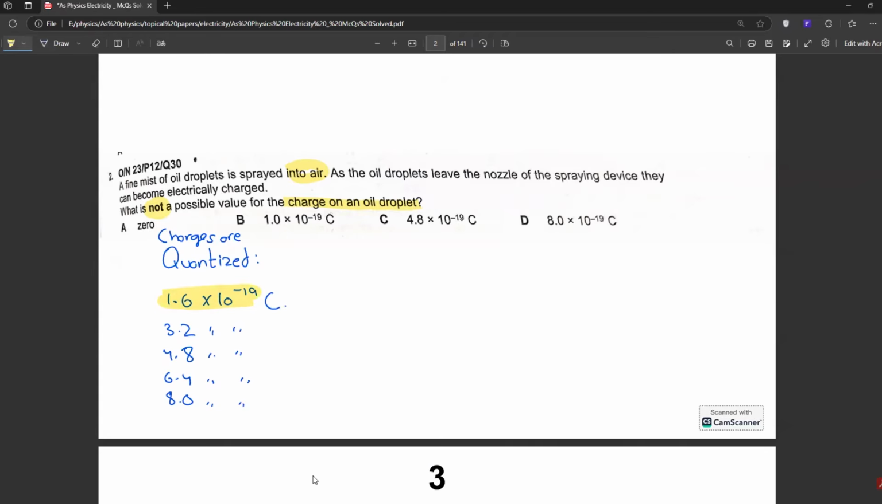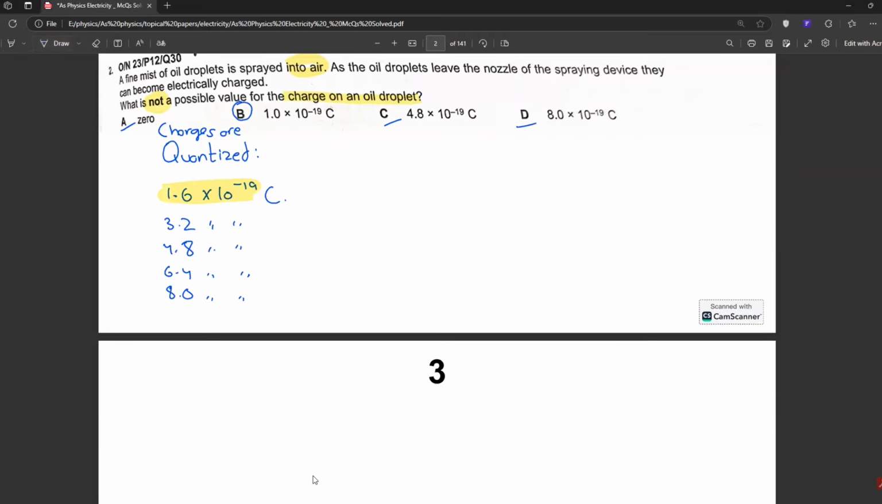0, yes, 0 can be a charge. It can be a neutral thing, yes. C can also be a charge because it is a multiple of 1.6. D can also be a charge because it is a multiple of 1.6. Which option cannot be a multiple of 1.6? B. That is 1 into 10 raised to the power of minus 19 coulombs.